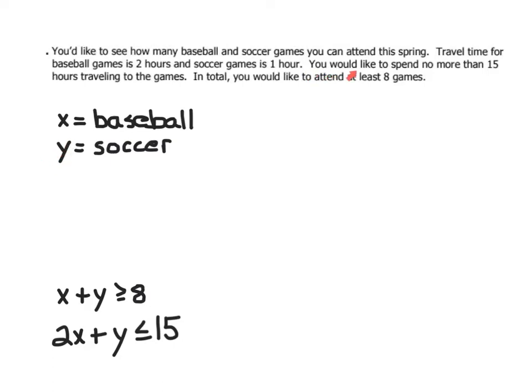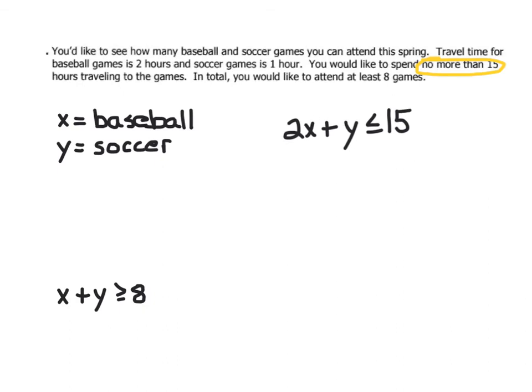Now, it says that you would like to spend no more than 15 hours traveling. No more than, that's a key phrase there, no more than 15 hours traveling. Well, here's what that equation looks like. That would be 2x plus y less than or equal to 15, because that's 2 hours for every baseball game and 1 hour for every soccer game, and no more than, so less than or equal to 15.